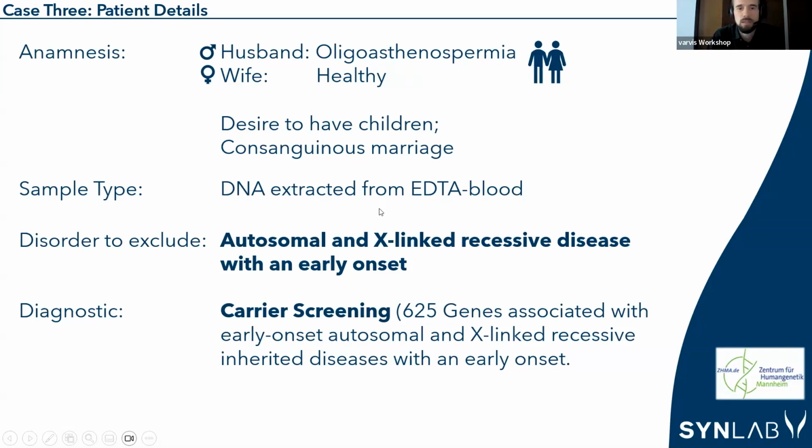And in our carrier screening, we test for autosomal and X-linked recessive diseases with an early onset. And we look at 625 genes which are associated with this early onset.